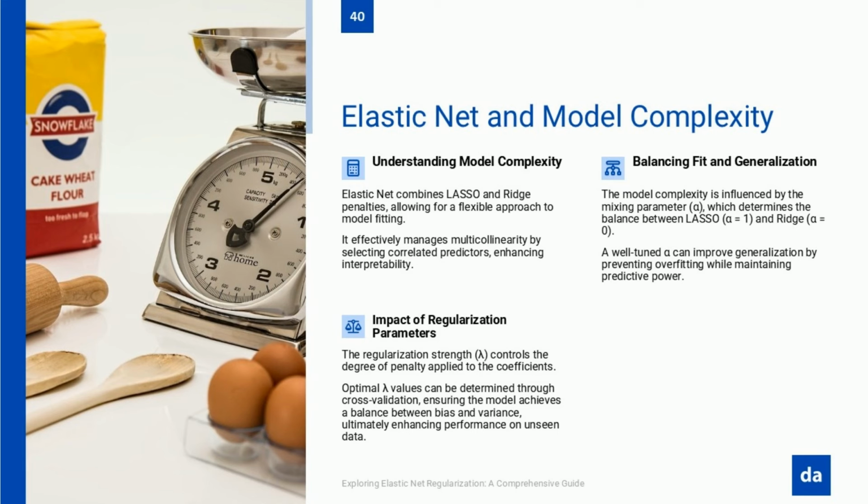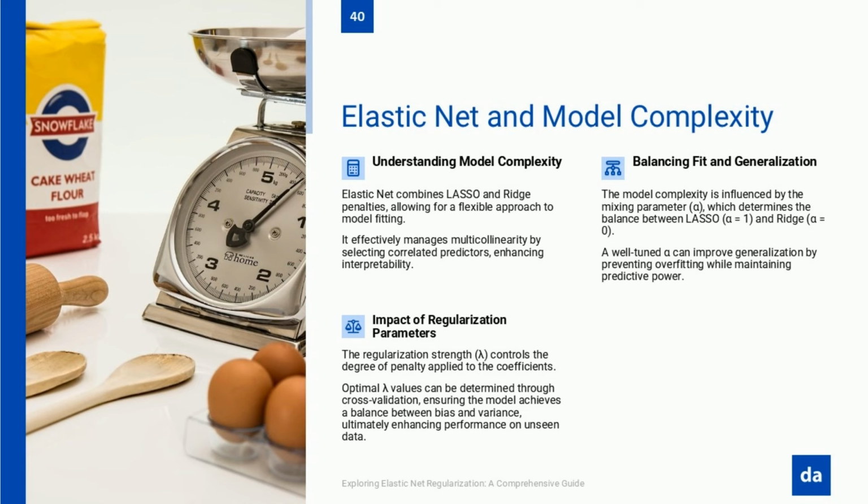In standard regression models, when predictors are highly correlated, their coefficients can become very large, making the model unstable. By applying both L1, Lasso, and L2, Ridge penalties, Elastic Net keeps coefficients under control, reducing unnecessary complexity.